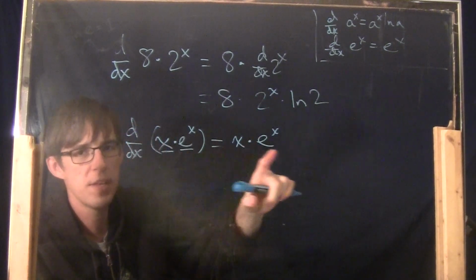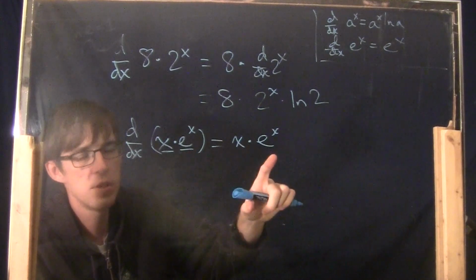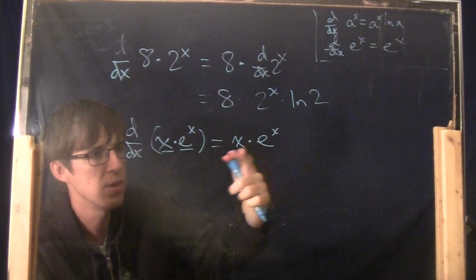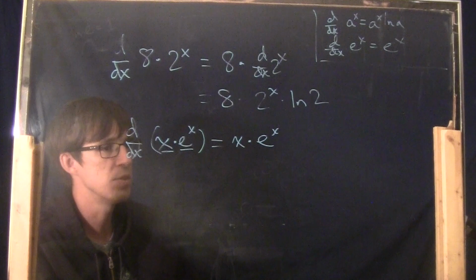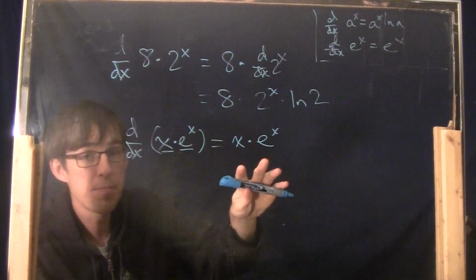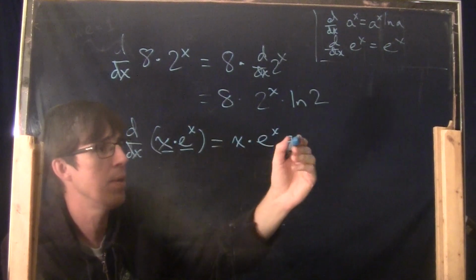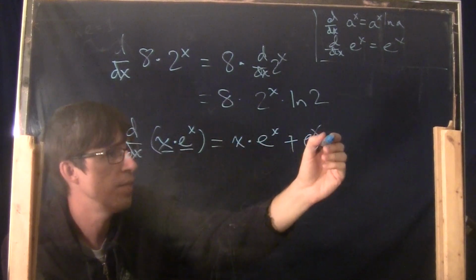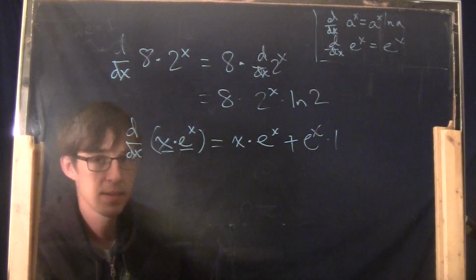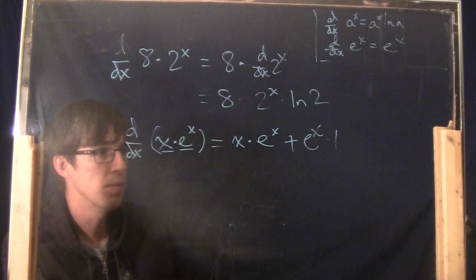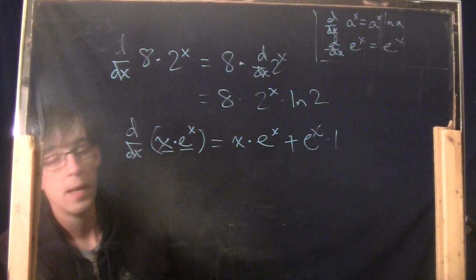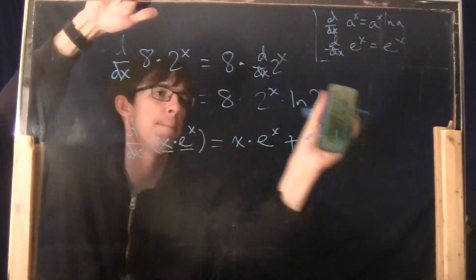Now it looks like I didn't do anything here. I actually did do something. I took the derivative. It just so happens that the answer is the same as what we started with. This is only half of the product rule, right? I go the first part times the derivative of the second part, and then plus the second part, e to the x, times the derivative of x, which is 1. And that's the answer for this derivative. Alrighty? I've got two more.